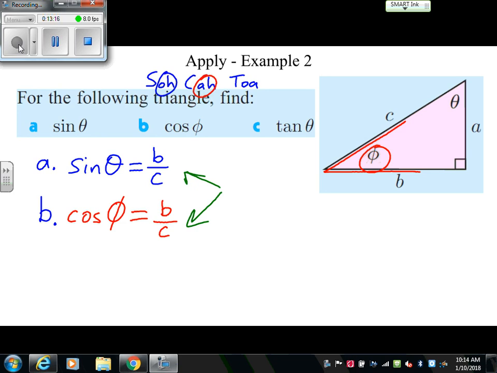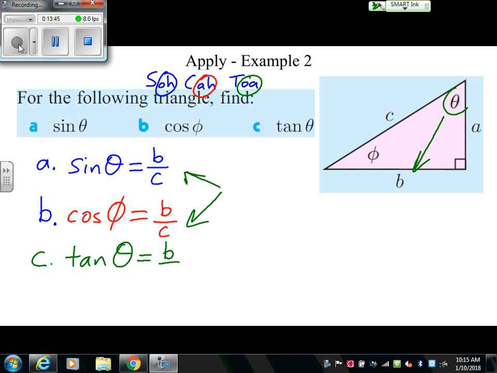All right, the last one we're going to look at is tangent. And so for the tangent, we are again dealing with tangent of theta. So part C, tangent of theta. And so I'm going to circle my theta so I can focus on that. And tangent, we want OA, which is opposite over adjacent. So the opposite one is the one that is across from it, and that would be B.